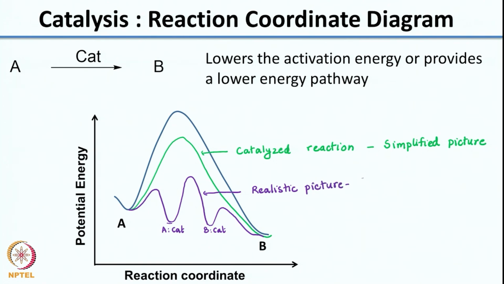Now, here how you can represent it is, you can represent it as A going to, in the presence of catalyst, an A catalyst complex which will give you the B catalyst complex which finally gives you B, and then you again lose the catalyst. So, the cycle is repeated again. So, this is what you actually see when the catalysis takes place and not the overly simplified picture that was shown early. And in terms of activation energy, what you can see is that you have an overall lowering of activation energy.